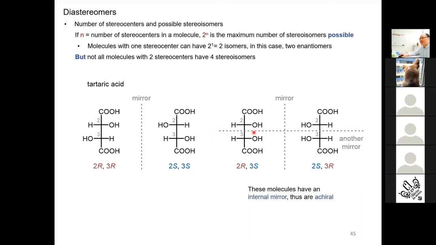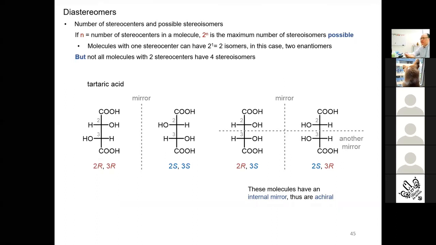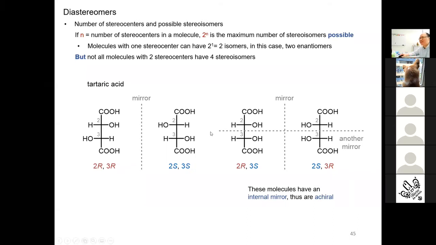Okay, so if you put a mirror here, the OH matches OH, COOH matches COOH, H matches H. It already has an internal plane of symmetry. Let's remember the first thing we learned in chapter 4. If a molecule has an internal plane of symmetry, what does that mean? It's achiral.